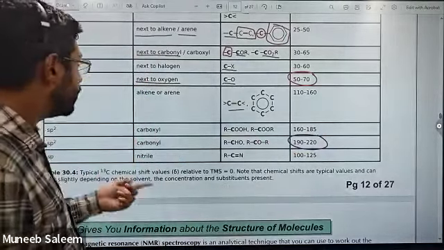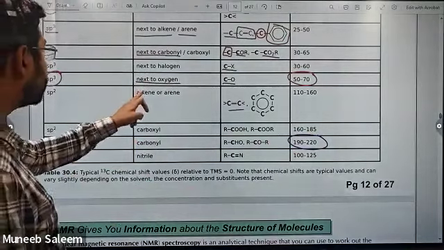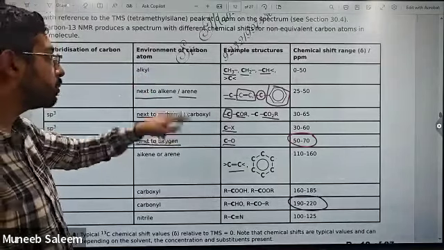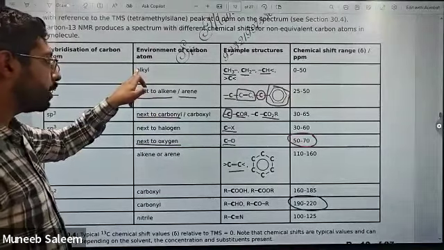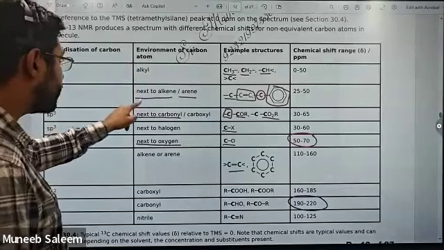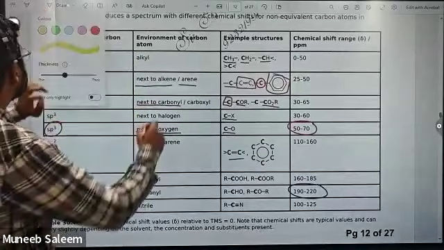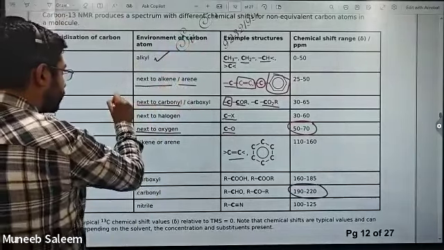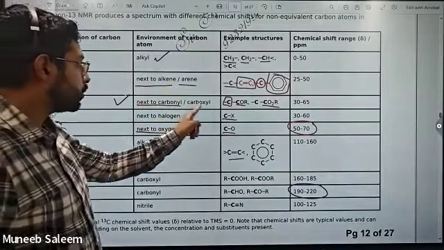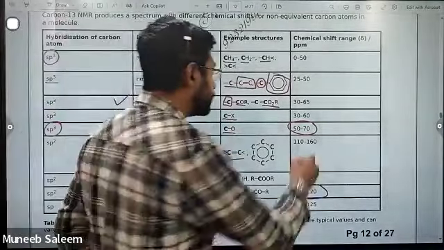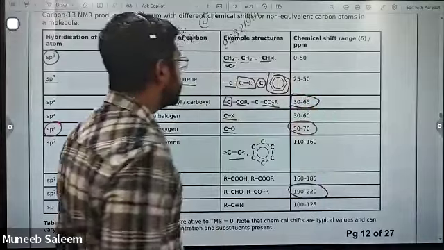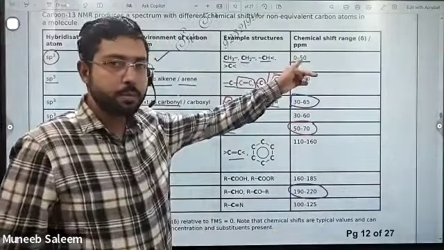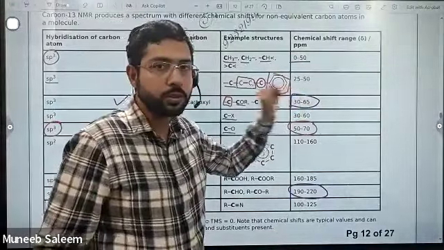Now what about the other? For the other two, I need to check one carbon which is a part of the alkyl group, the CH3 group, which is present in that compound. One of the carbons was part of the alkyl group, but the next was the part next to the carbonyl group. So you will take one carbon atom from this side and another carbon atom from this row next to the carbonyl group or carboxyl group, which had 30 to 65 ppm. So 30 to 65 ppm and 0 to 50 ppm. You can see that it will end at 50 ppm, whereas it can exceed up to 65 ppm.